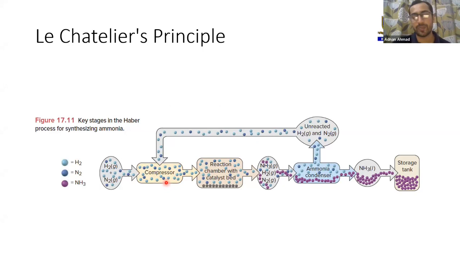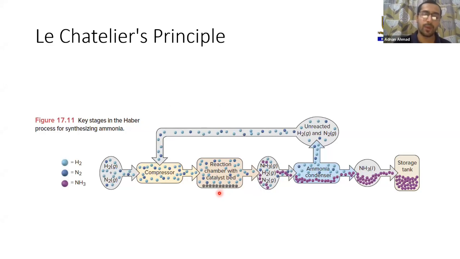So when we increase the pressure, they are sent to the reaction chamber with a catalyst bed. A catalyst is something which speeds up the chemical reaction by lowering the activation energy. And then what happens is that we have ammonia, NH3, H2, and N2. So we have reactants and products, and then ammonia is condensed and changed into a liquid form, and we get pure ammonia.